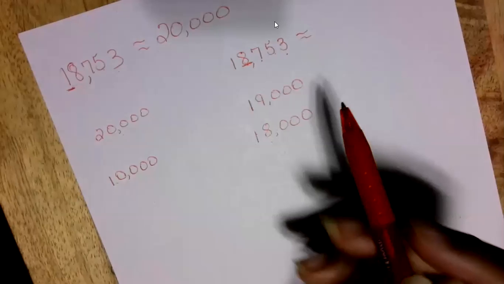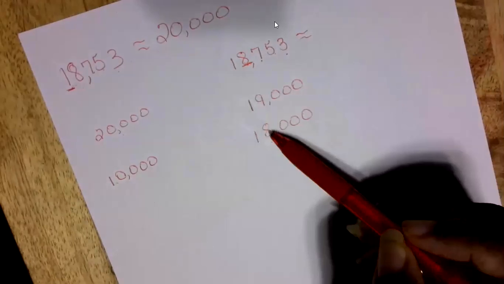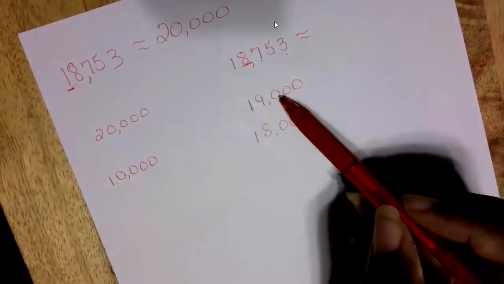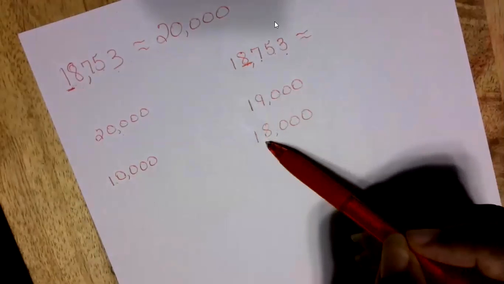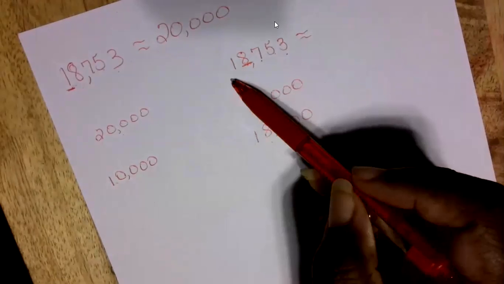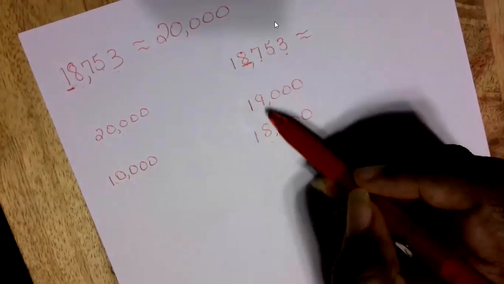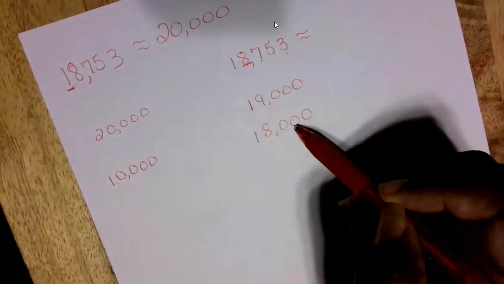Because again, what's in front of the place value stays the same. So these are my only two answers that it could be. It could be 18,000 or it could be 19,000. So let's look back at our number, 18,753. Is that closer to 19,000 or 18,000?